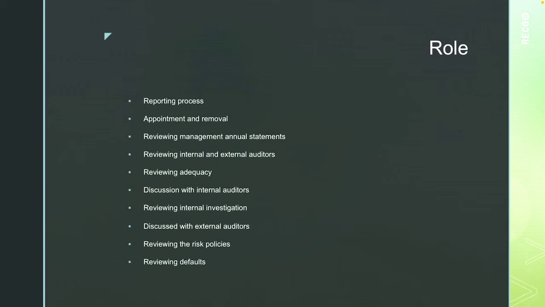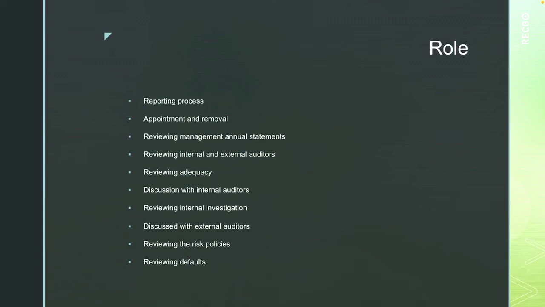Okay, then reviewing the management's annual statement. Yes, the next responsibility of the audit committee is reviewing with management the annual financial statements before submission to the board. Mainly they have to focus on any changes in accounting policies and practices, major accounting entries based on exercise of judgment by management, qualifications in the draft audit report, significant adjustments arising out of audit, the going concern assumption, compliance with accounting standards, compliance with stock exchange and legal requirements, and any related party transactions. All these should be reviewed with management by the audit committee.